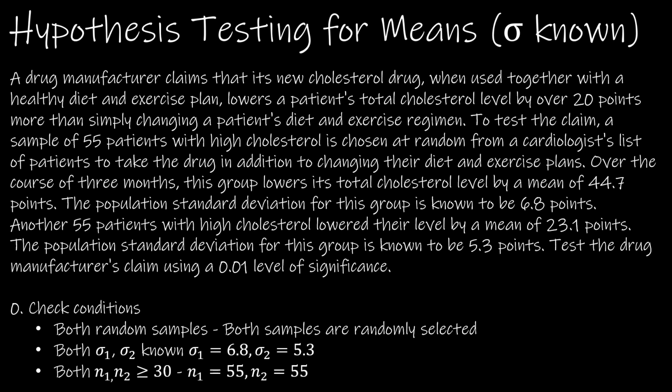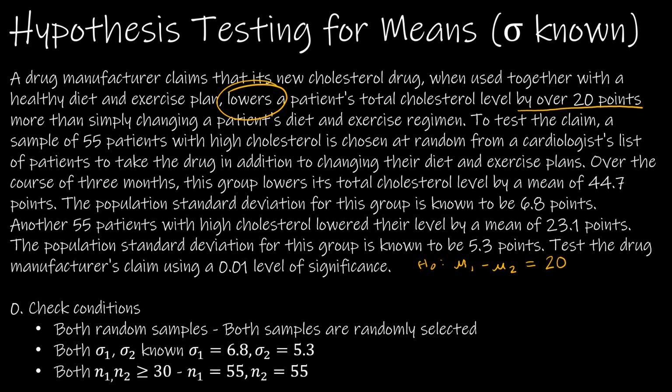A drug manufacturer claims that its new cholesterol drug, when used together with a healthy diet and exercise plan, lowers a patient's total cholesterol level by over 20 points. So let's just stop for a minute because this one is the tricky one. Our null hypothesis is that mean 1 minus mean 2 is equal to 20.